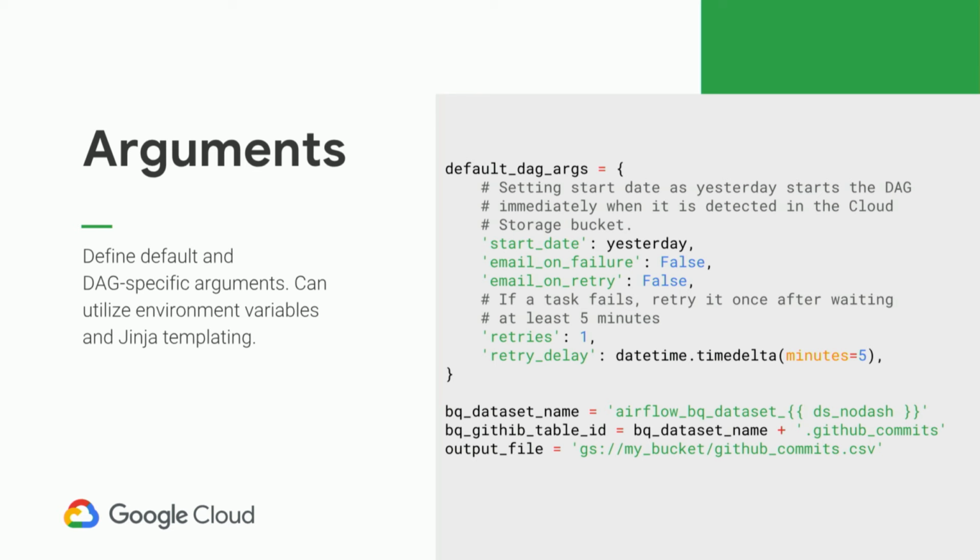So after that, if you have additional global variables that you plan to use in your DAG, again, you can list them here. So for example, here we have the GitHub table, we have the output file, and the BQ dataset names.